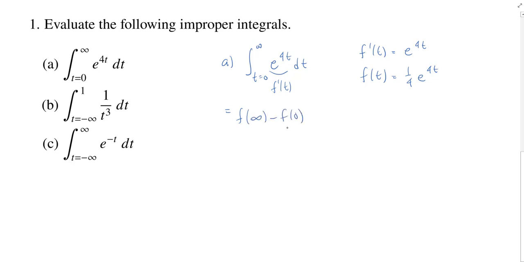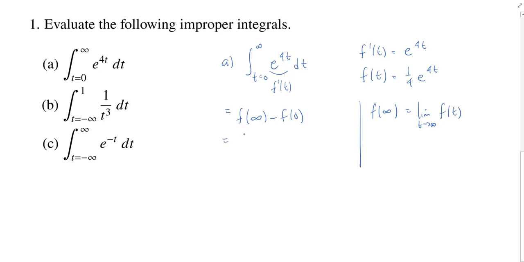Now, you might get really angry. You say, well, f of infinity, you're not allowed to do that. You can't put infinity into the function. And of course, you're right, but we made this definition. f of infinity is the limit as t goes to infinity of f of t. Okay, so this is just a shorthand for what we really want to say.